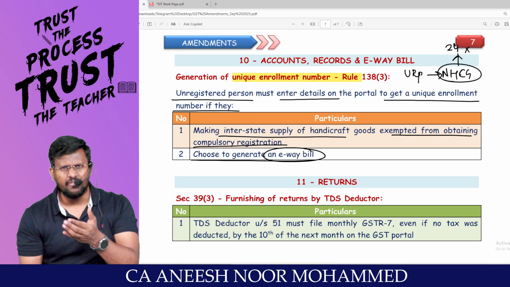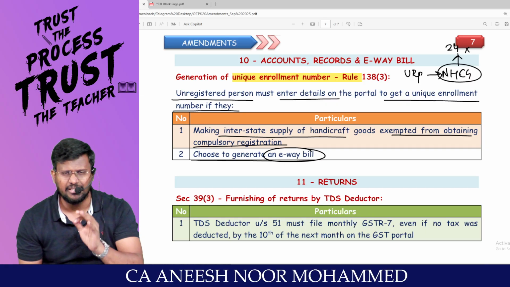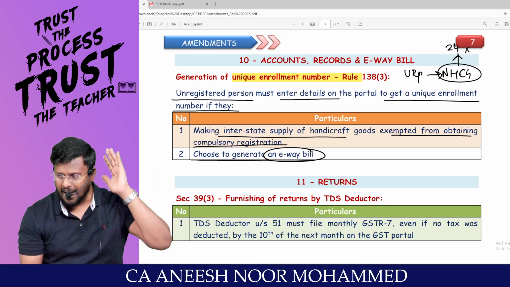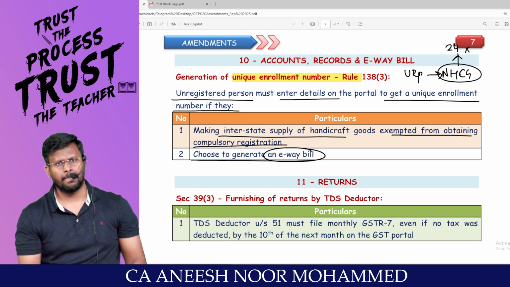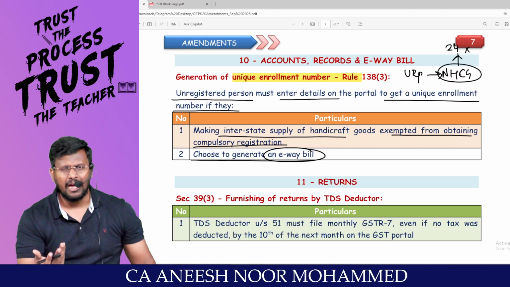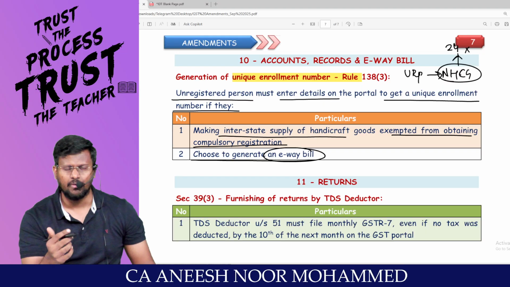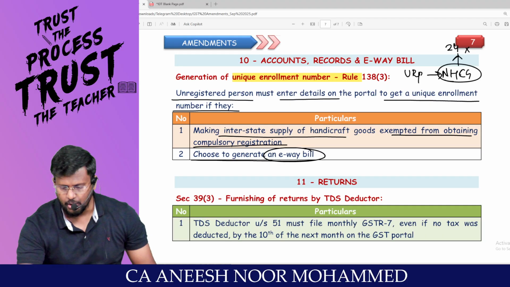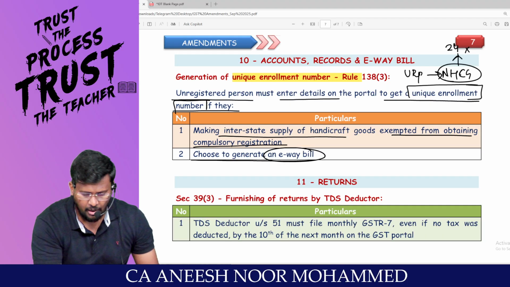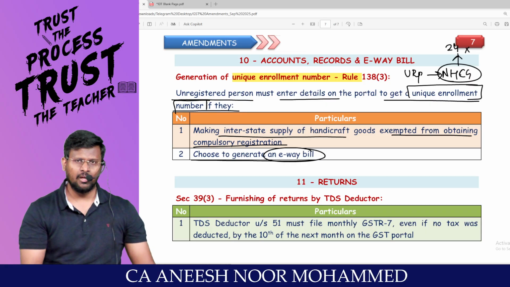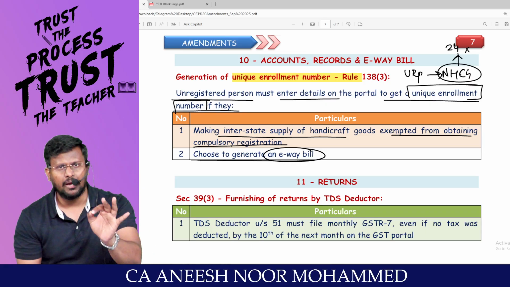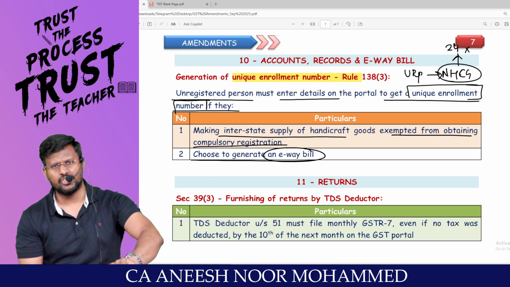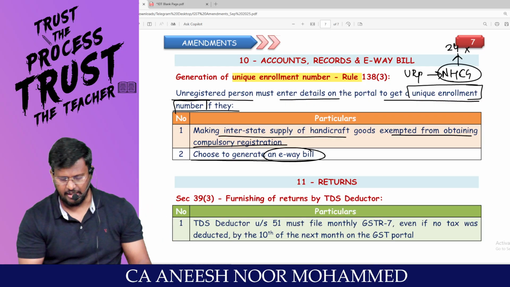But this chapter, the e-way bill chapter, is killing me by saying that in order to move the goods from one state to another, an e-way bill should mandatorily be there. That is there in the Act. How an unregistered person can generate an e-way bill is a big question. Now the department is answering that. First, you have to get the unique enrollment number like GSTIN. With that unique enrollment number, you can generate the e-way bill. Without taking registration, you can move goods from one state to another.